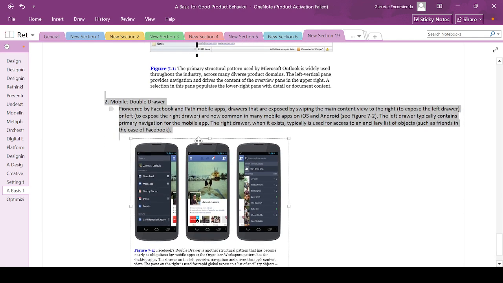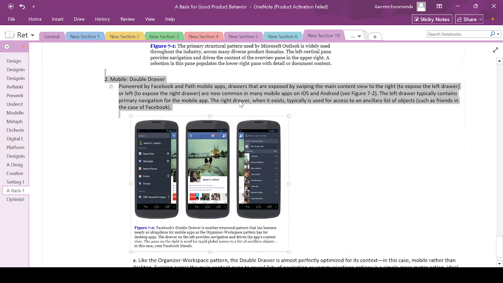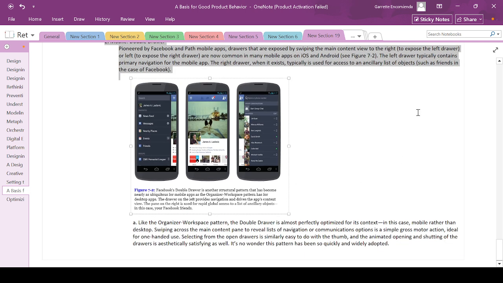Double drawer, pioneered by Facebook and Path mobile apps: drawers that are exposed by swiping the main content view to the right to expose the left drawer, or left to expose the right drawer, are now common in mobile apps on iOS and Android. See figure 7.2. The left drawer typically contains primary navigation for the mobile app. The right drawer, when it exists, typically is used for access to an ancillary list of objects, such as friends in the case of Facebook.